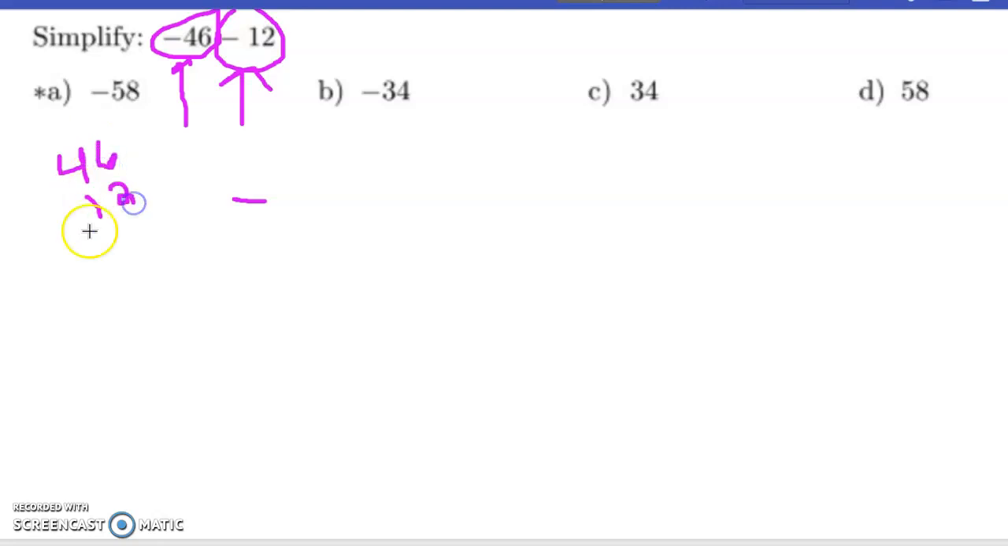So I'm going to add those together. And 46 plus 12 is 58. So I have 58 bad guys, or negative 58.